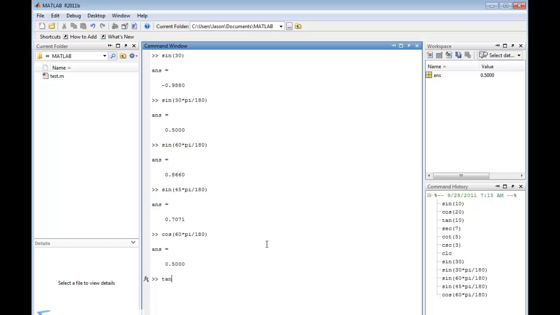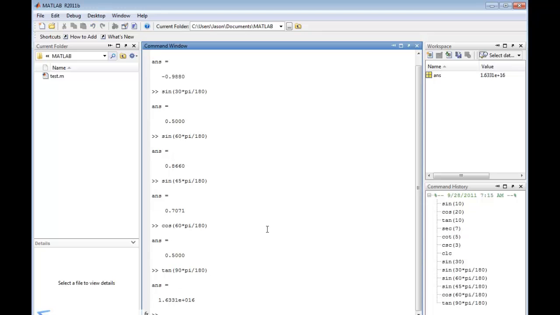These are things that you probably already know, but if you wanted to do the tangent of something like 90 degrees, pi over 180 like this, that would be converting to 90 degrees, so that's tangent of 90 degrees. You're going to get, in some cases, very, very large numbers. So this is 1.6 times 10 to the 16. You might say, what's going on here?